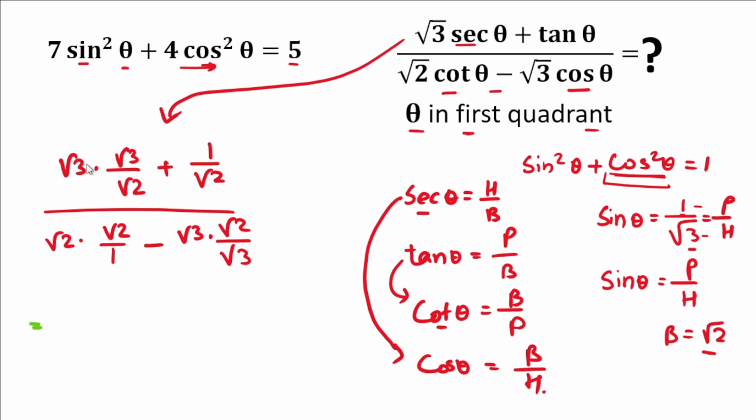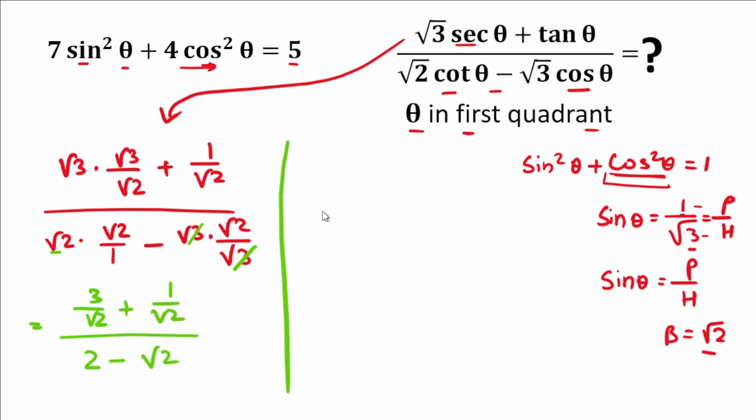Square root 3 and square root 3 will be 3 divided by square root 2, and it is plus 1 by square root 2, and that is divided by here square root 2 multiplied by square root 2. So it is 2 minus square root 3, and square root 3 will be cancelled, so it is square root 2. Now again we'll simplify it. Now we'll take square root 2 LCM, and it is 3 plus 1. So 3 plus 1 will be 4. So 4 divided by, and in the denominator we have 2 minus square root 2.